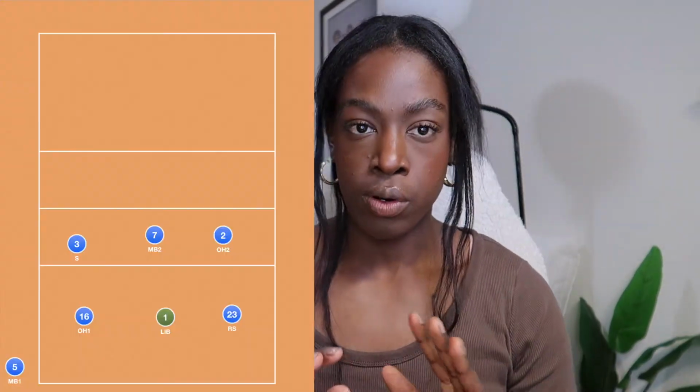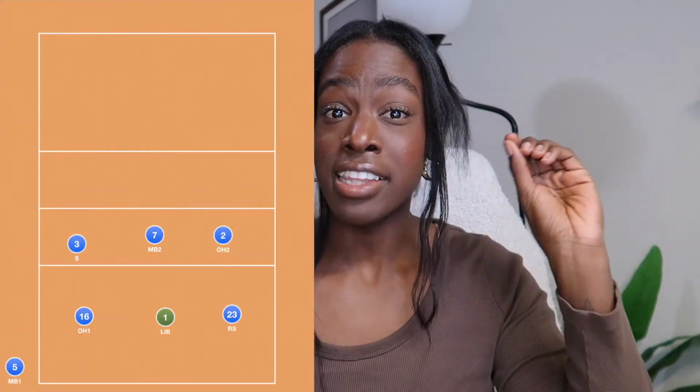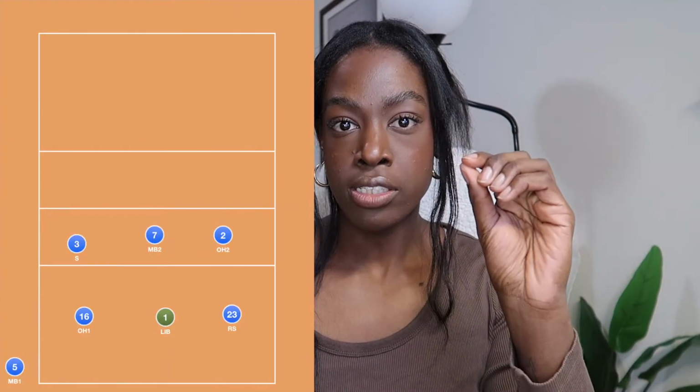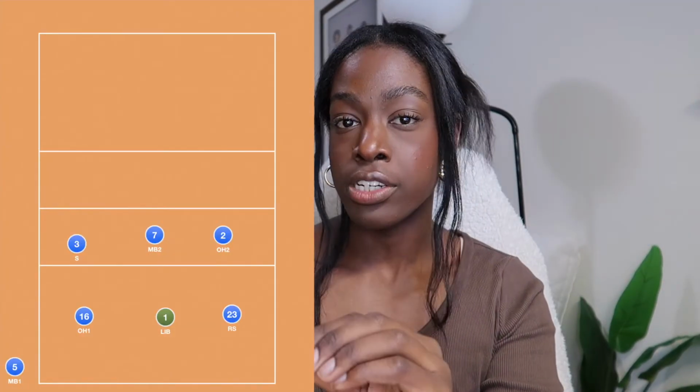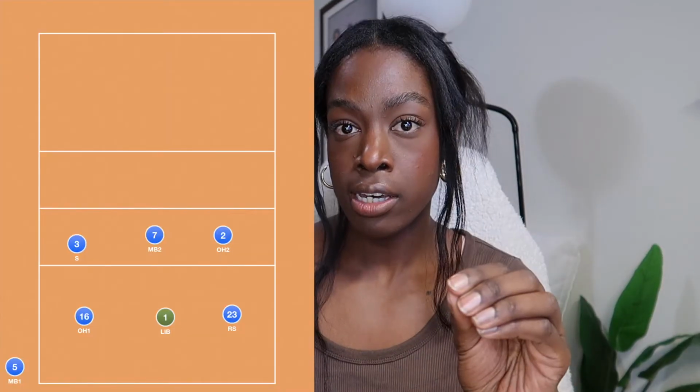Here in our home position for rotation 4, we have the setter in left front, M2 is in middle front, OH2 is in right front, the right side or DS is in right back, libero is in middle back, and our OH1 is in left back. So let's look at what the serve receive formation will look like for rotation 4 in a 5-1. Again, there are a couple different ways that you can set this up, but for this video, we're going to look at what it will look like when the right side is playing all the way around.